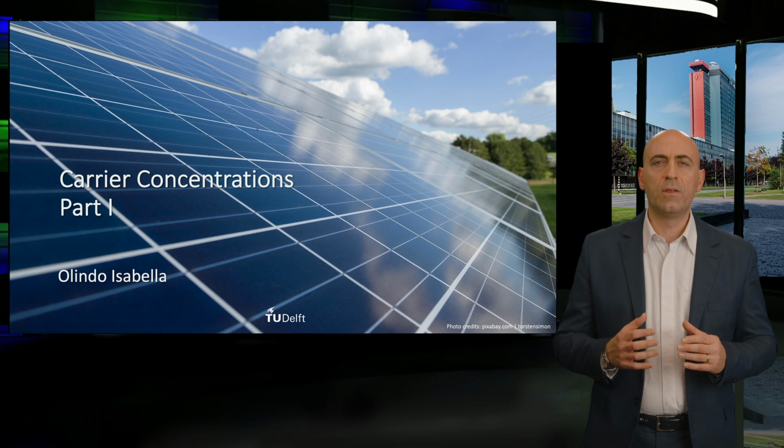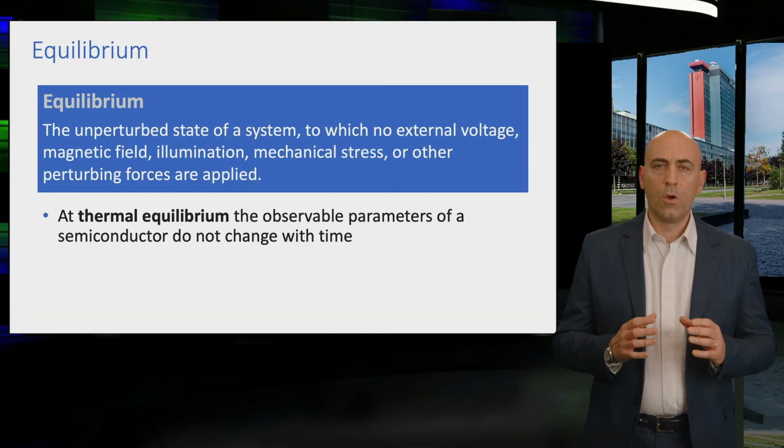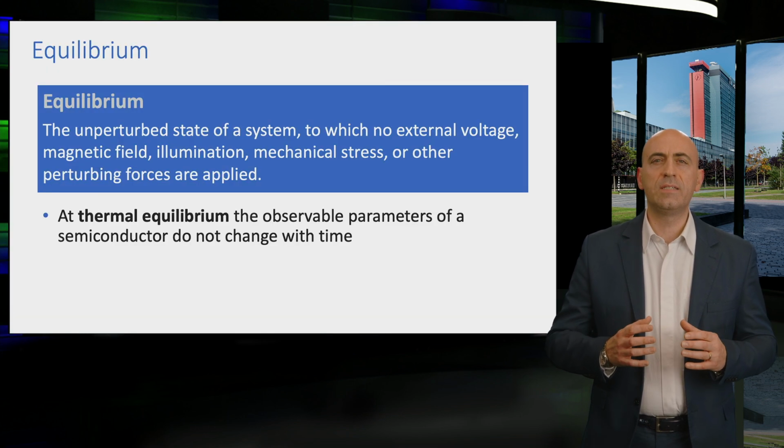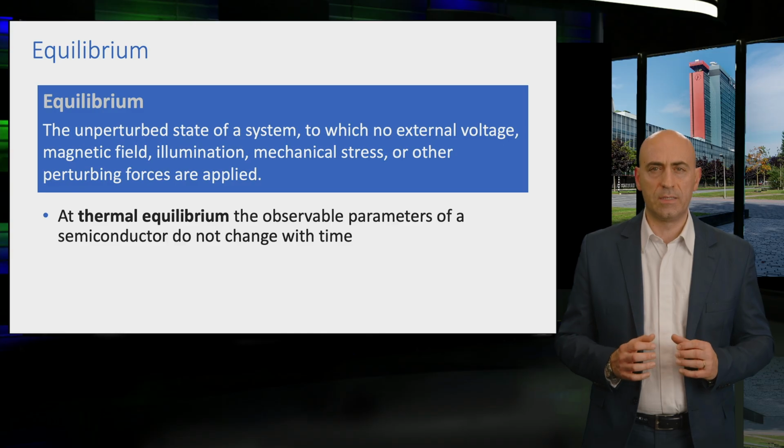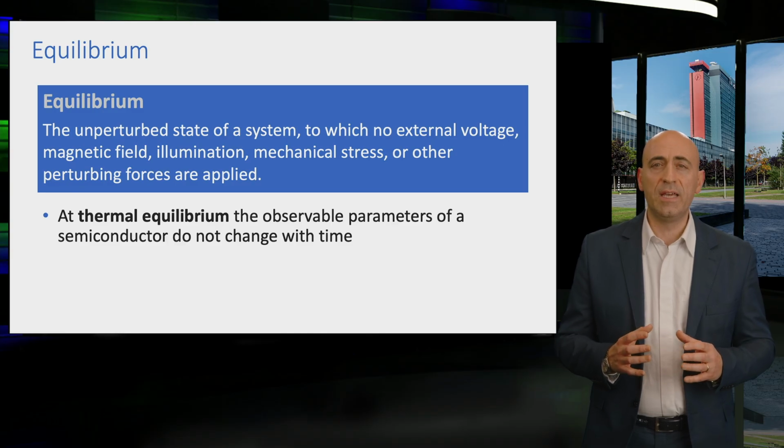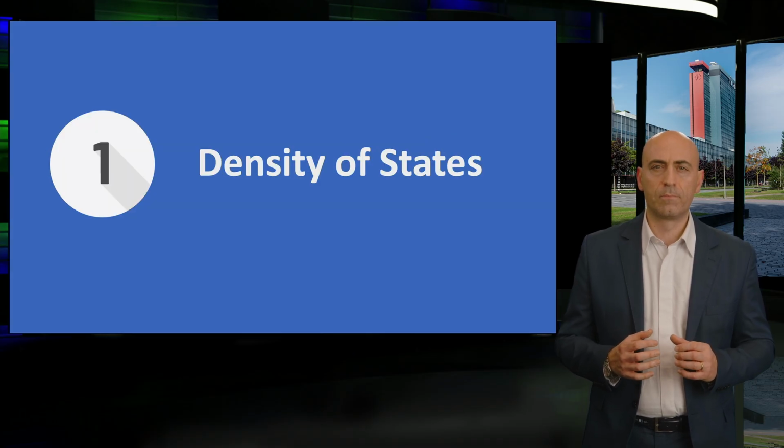Let's start with the equilibrium condition. We define equilibrium of a system as a state in which the system is unperturbed. Therefore, no external forces are applied to this system. These forces could be external voltage, magnetic field, illumination, or mechanical stress. We can define thermal equilibrium in a system as the condition in which its parameters do not change over time. We use the word thermal because the equilibrium conditions will change depending on the temperature.